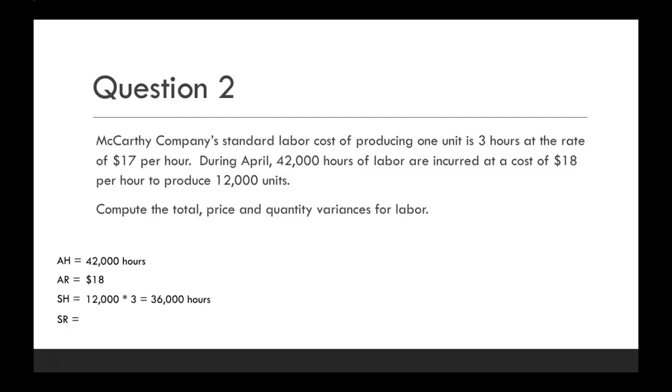Standard hours, we take the 12,000 units that we produced and multiply it by the 3 hours that we expected it would take to produce 1 unit. So 12,000 times 3 gives us our 36,000 for our standard hours. And now our standard rate, that's just $17. So now we can use all of these to help us find the total price and quantity variances for labor.